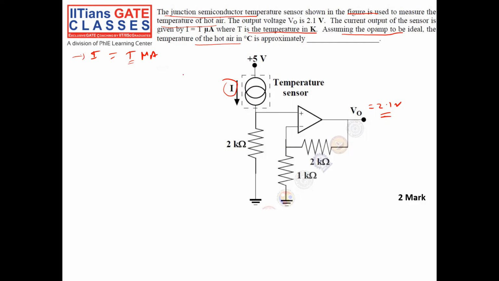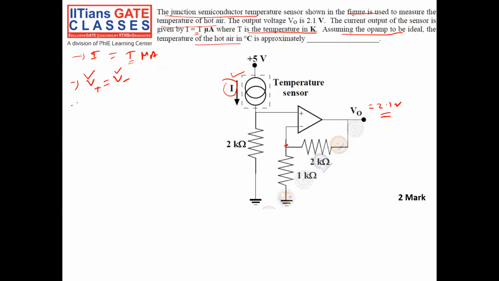So in this question, the aim is to find the current I at which my output will become 2.1 volt. It looks a little difficult, but finally it is asking me to calculate I. If I know I, I can easily calculate temperature T. So output V0 is given 2.1. Since it is operating in negative feedback, output is getting fed to the negative terminal, so there is a principle called virtual ground. V positive is equal to V negative. Now, since output is 2.1 volt, let us calculate V negative.